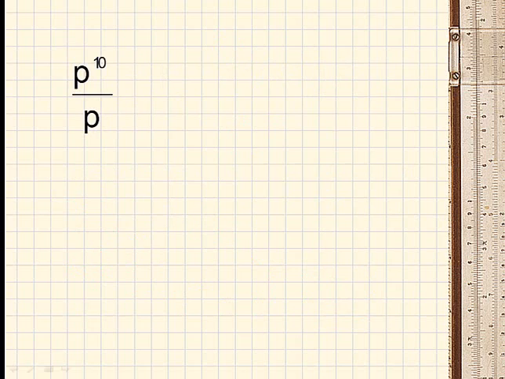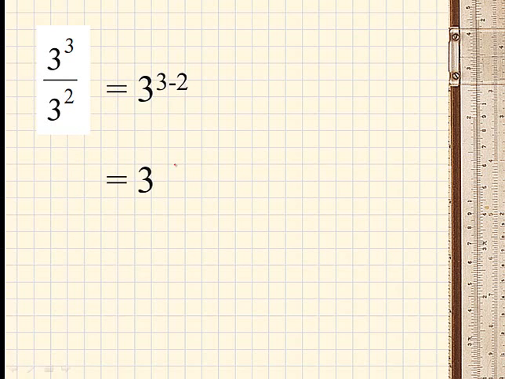Now, this one's a little tricky. Why? Because what is the exponent here? 1. So this would be p to the minus 1, which would be the ninth. All right, hit pause and try this one. All right, so this would be 3 minus 2 is 1. So it'd just be 3 to the first power, which is equal to 3.